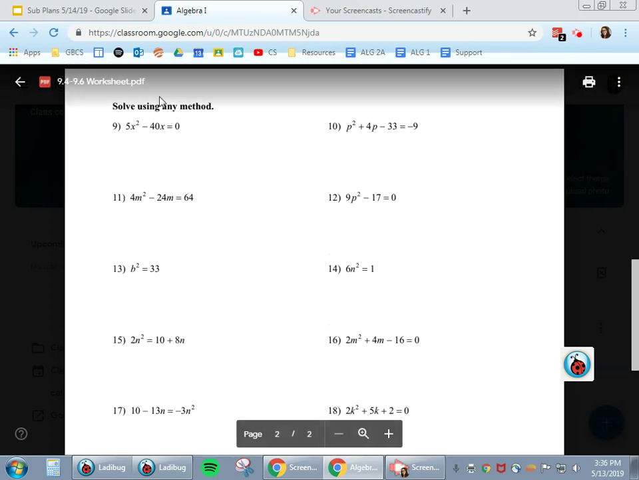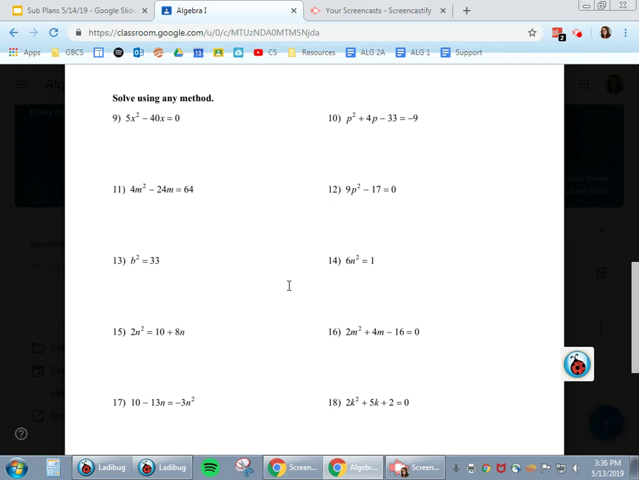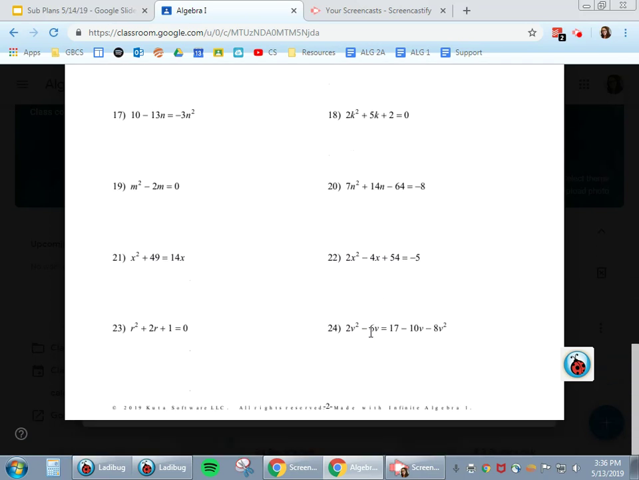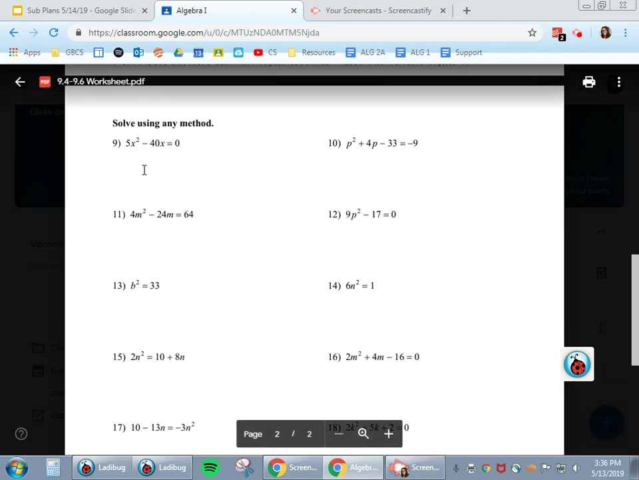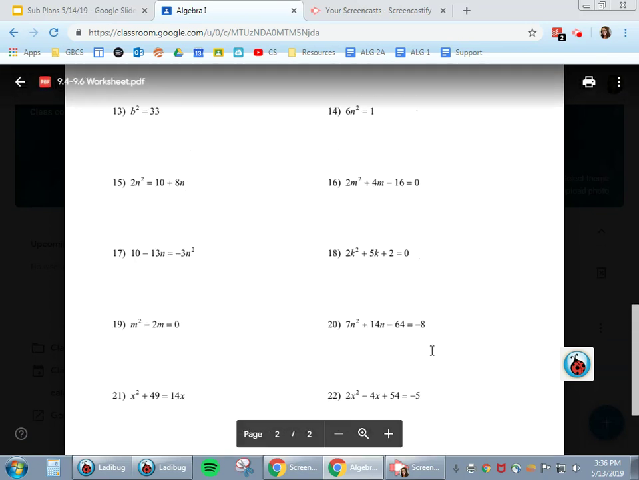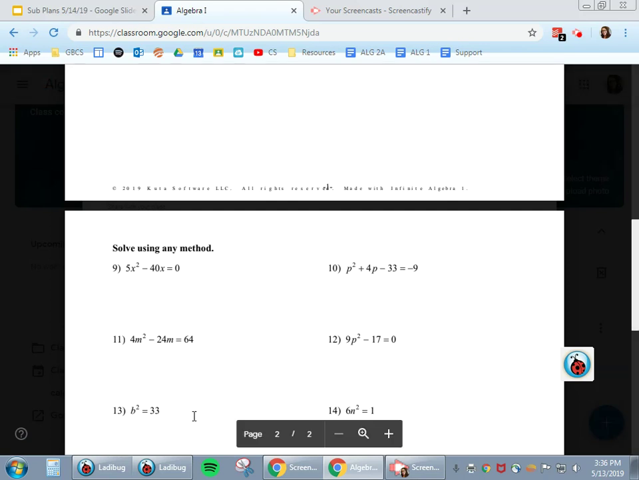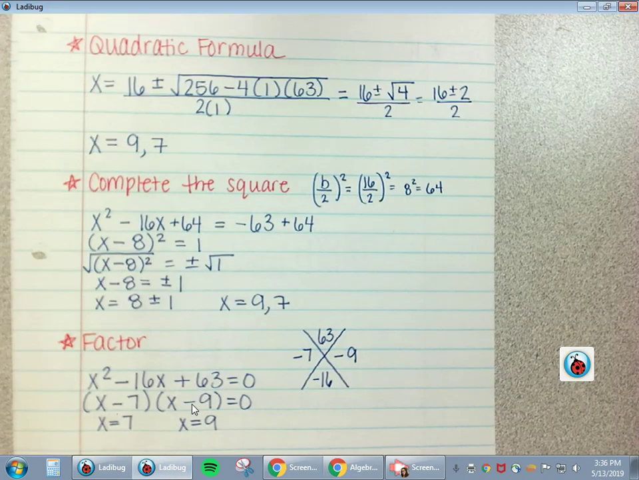Then on the back, it says solve using any method, and you want to pick whatever method is best for you. So that's what I want to look at, when is a good way. You've got 1, 2, 3, 4, 5, 6, 7, 8, 16 of those to do in the back, and you can solve using any way. So I want to show you how to find the best way for any type of problem.